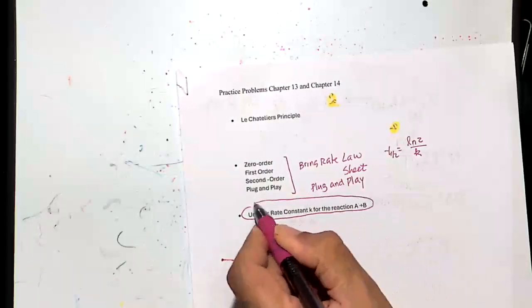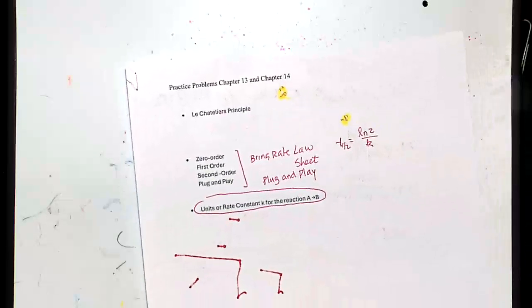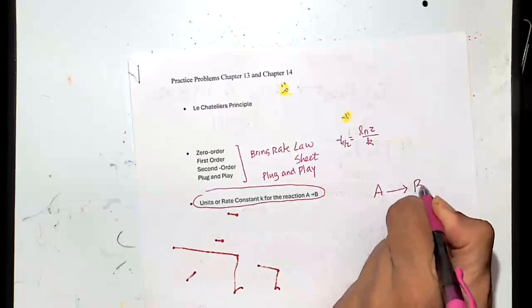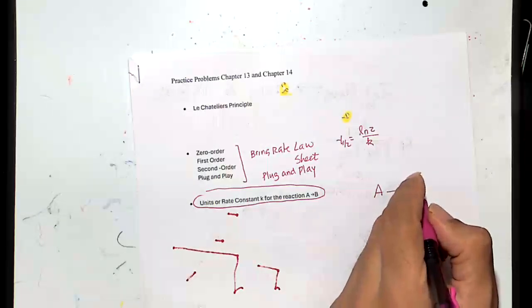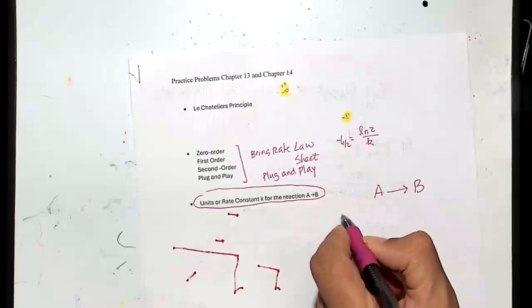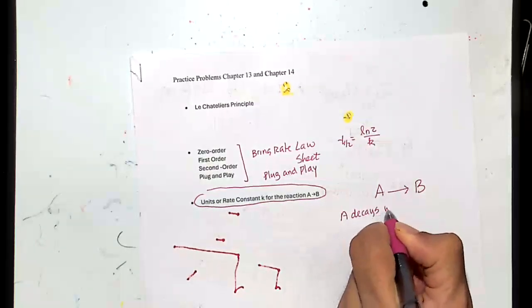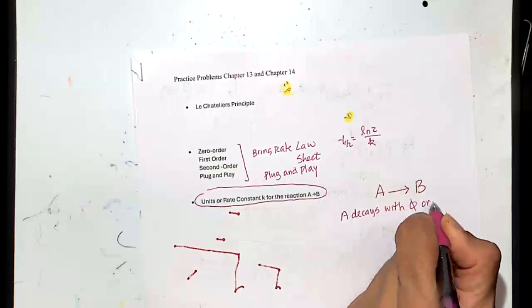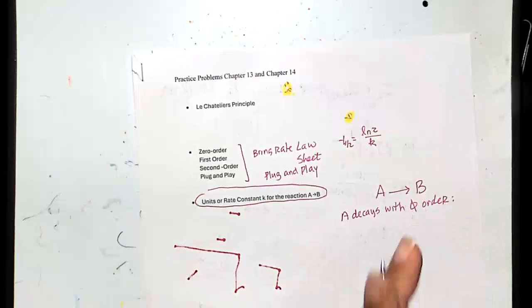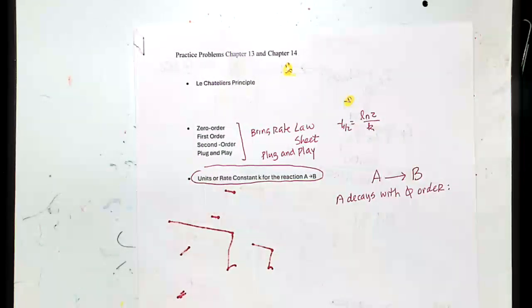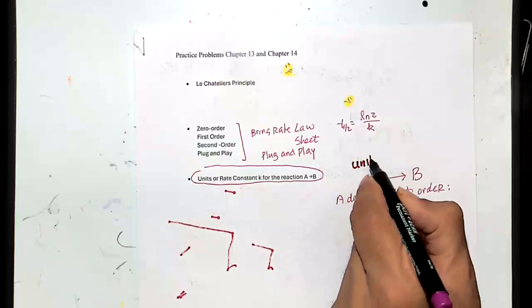And then finally, let's just go over this really quickly. Let's say you have a reaction A goes to B. The question is asking us what the units of the rate constant k are. Let's say A decays with zero order. If A decays with zero order, we want to ask ourselves, what are the units of lowercase k?